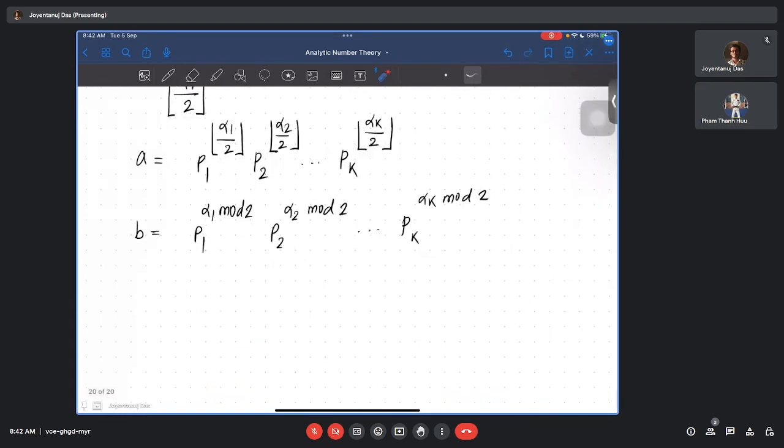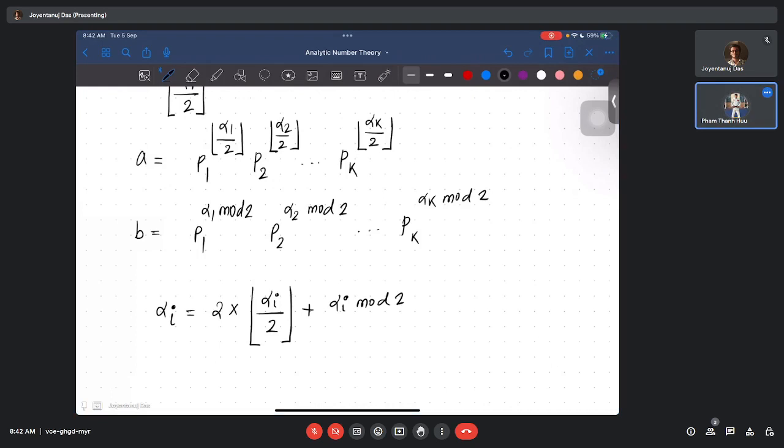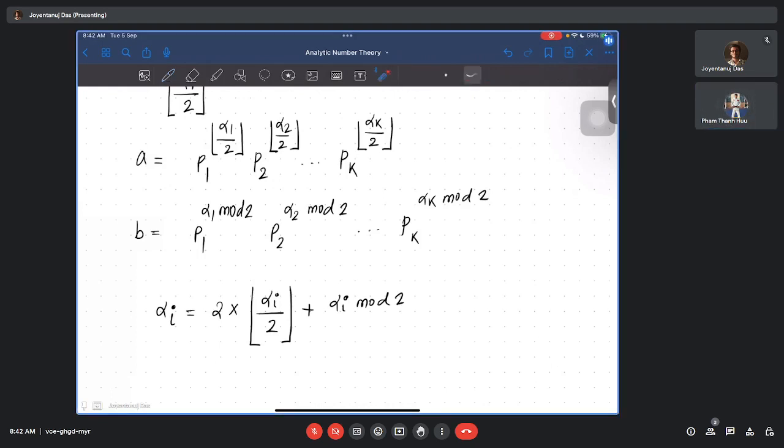So what I can see is, any alpha i, that is the exponent, I can write as 2 times the floor of alpha i by 2, plus alpha i mod 2. Is it fine? Since we are taking modulo 2, the maximum power is 1, either 0 or 1, right? So by our construction, b is always square free.